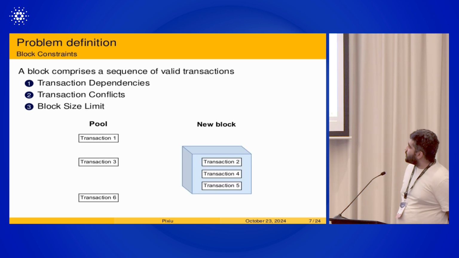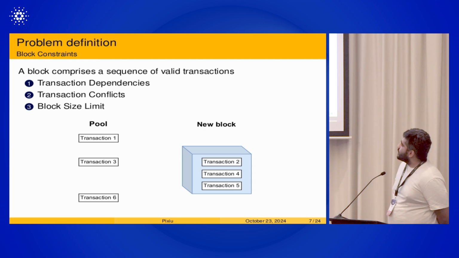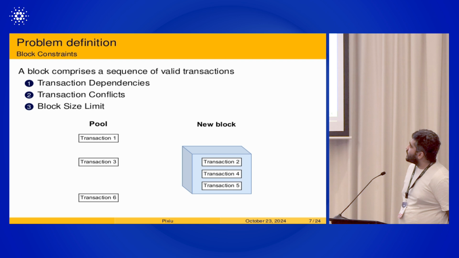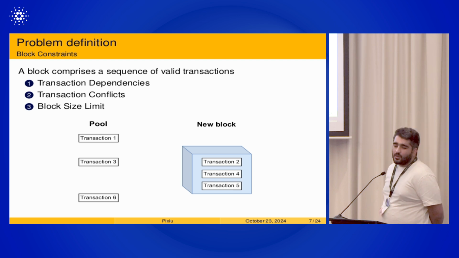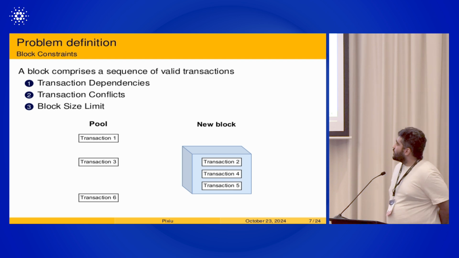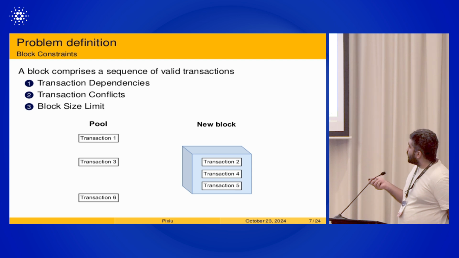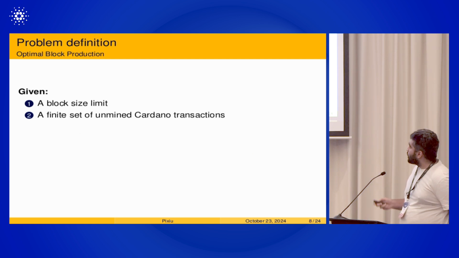So let's do a problem definition. In this problem, we care about 3 constraints in the Cardano block. First, transactions have dependencies. Transactions have conflicts, which I'll talk about a bit later. And of course, you have block size limits, right? So if you are a block producer, you need to pick a subset of transactions and put it in your block. And the total size of these transactions should be less than this block size limit. So you have some constraints that you need to follow to have a valid block.